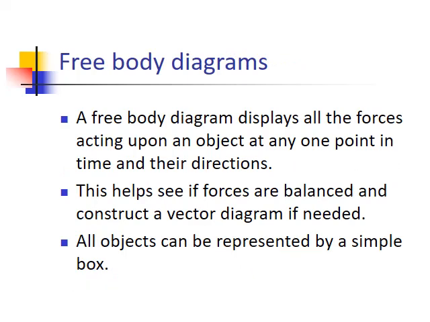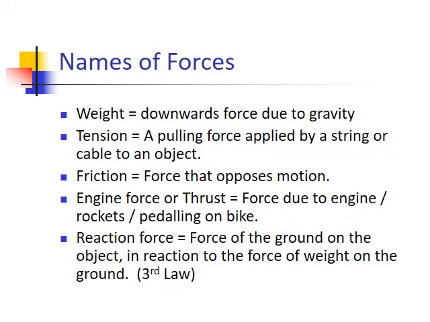Quick word about free body diagrams. A free body diagram is just a diagram that shows the forces that are acting on an object, and it helps us see more clearly so we can then draw a vector diagram if we need to. We make everything as simple as possible, and so our free body diagram is usually just a box. The names of forces that we might use: the weight for the downwards force due to gravity. Don't use gravity, you need to make sure you put the force due to gravity if you're going to use that label. Tension, which might be in a string or a cable pulling something.